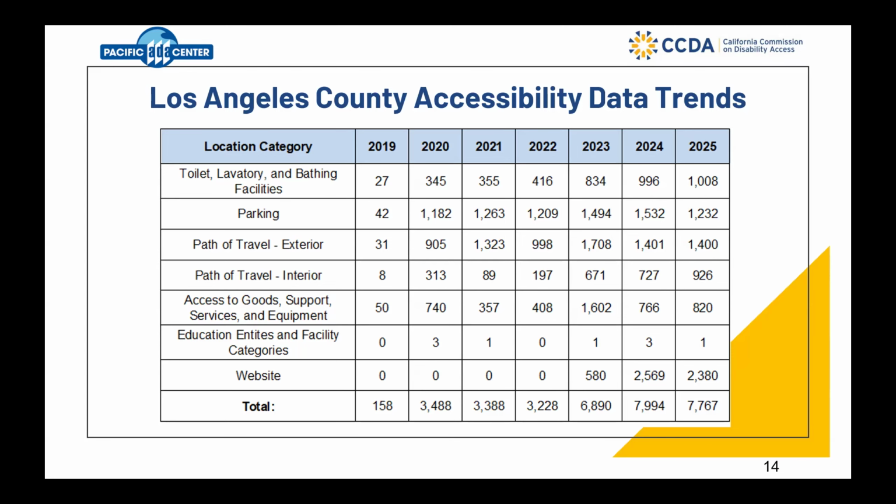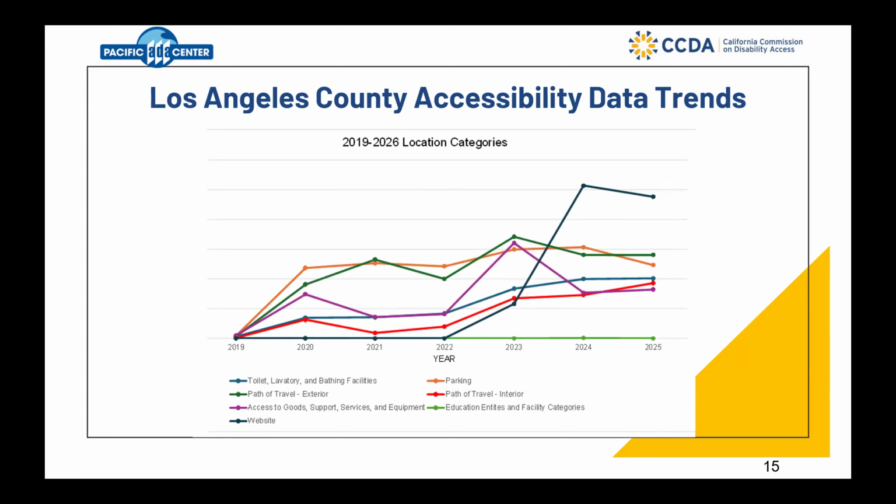766 to 820. Education entities and facility categories, typically it trends, but it tends to be on the lower side of what is reported to us. I'm sure Jan could explain this better than I, but education entities can be both Title II and Title III entities. For representation purposes only, what I just verbalized, if you like to geek out on visuals, there is a chart that is a multicolored chart with those same location categories that shows the data points of the rise and fall of the data on slide 15. Next slide, please.